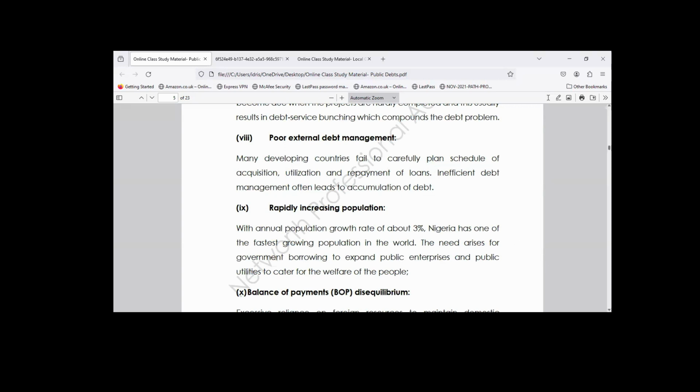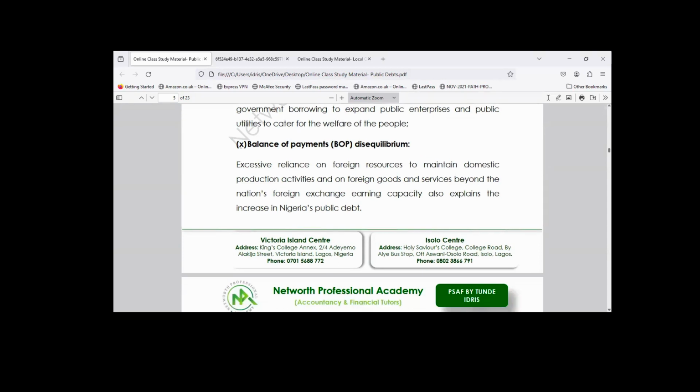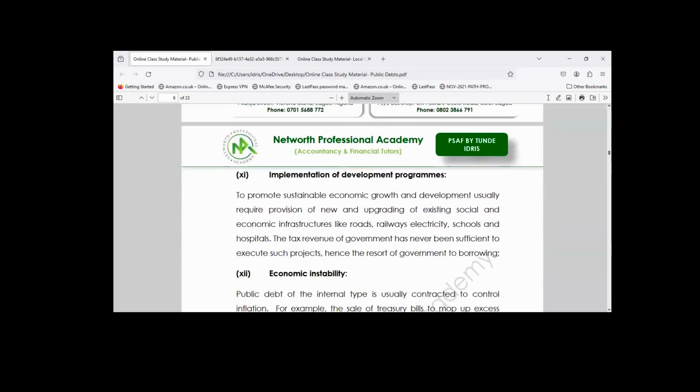Another reason why government borrow is balance of payment disequilibrium. Our import is more than our export. So for government to address that, to ensure that we have more exports, we create more industry in the country, we do more business, there's more export. To support local companies, government need to go and borrow money to ensure that our exports will produce more in the country. Government can borrow money to address electricity so that people can produce. When we produce more, we export. So that is another reason for government borrowing.